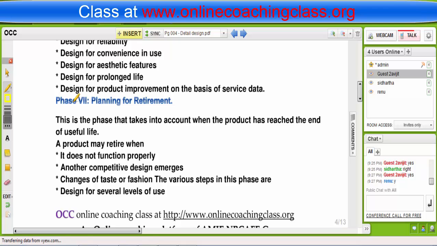Now the planning for retirement. Now see, retirement, we all know what it means. Every product has a certain life. After this life, you cannot run this product. You have to declare it out of market, or you have to stop the production of this product. Like the Maruti 800. Now the production of Maruti 800 is stopped, but Maruti 800 at one time was the largest selling car. Now they stopped the production.